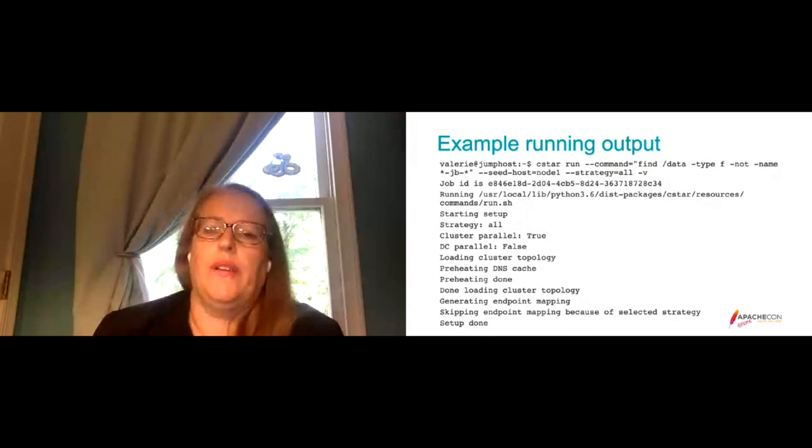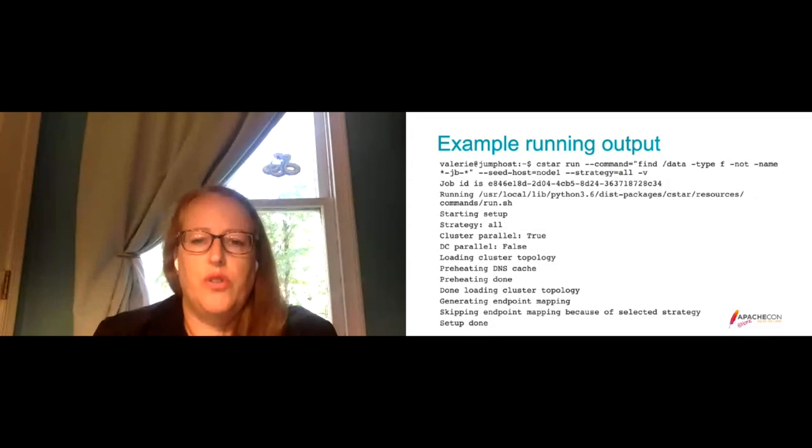Here's an example of what the output looks like. This command was used to look in the data directory and find files that were other than a format that we expected. You can see, first of all, it gives you a job ID. I'll talk about that in a second. It's running that default script, which is run.sh. If you were running a custom script, you would actually see that it was running your custom script. And then it spits back some of the options, default options, things you've passed in. The lower part of this is loading the cluster topology, preheating the cache, and doing the endpoint mapping. So here you see where cstar is telling you that it's doing that topology detection. It's determining all of the nodes that are in your cluster.